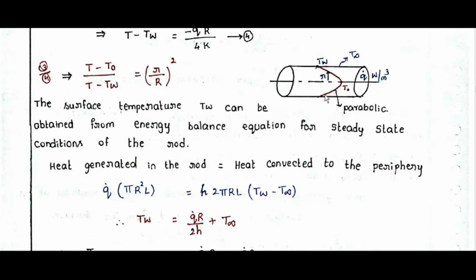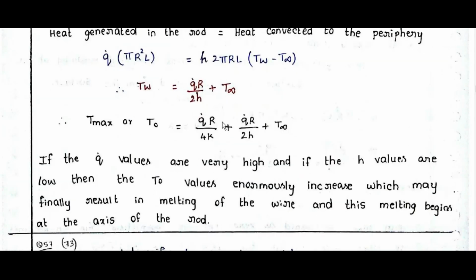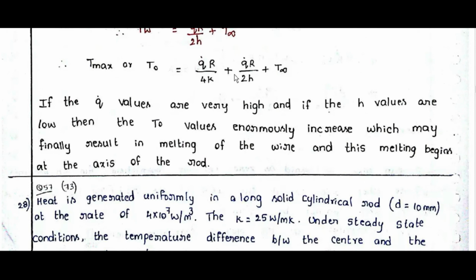Tw, T infinity, T naught. The surface temperature Tw can be obtained from the energy balance equation for steady state conditions of the rod. Heat generated in the rod is equal to heat convected from the periphery. Q dot into pi capital R square L is equal to h into 2 pi capital R L into Tw minus T infinity. Tw is equal to Q dot R by 2h plus T infinity. T max, or T naught, is equal to Q dot R square by 4k plus Q dot R by 2h plus T infinity.